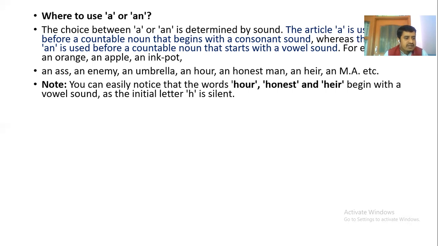In this way, an abbreviation whose first letter has a vowel sound, like an SEE, an MA, an MP, an SDO, an NTC staff. Abbreviations that start with A, E, F, H, I, L, M, N, O, R, S, and X give vowel sounds. In that situation, we have to use the indefinite article an.